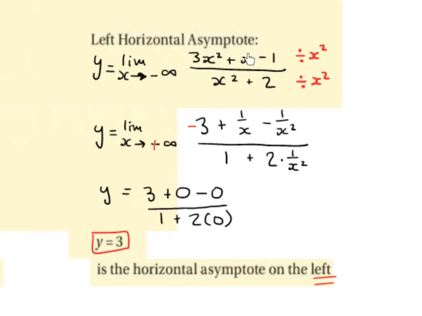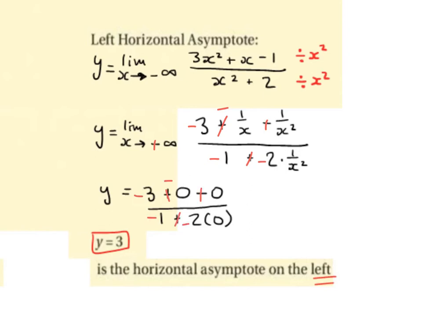X multiplied by 1 over x squared gives us 1 over x, but we change this plus to minus. Minus 1 multiplied by 1 over x squared gives us minus 1 over x squared, but then we change this minus to positive. And likewise for the denominator, we multiply x squared by 1 over x squared and we get 1, so we change this 1 to a minus. And then we multiply 2 by 1 over x squared, which gives us 2 times 1 over x squared, so we change this plus to a minus. And likewise, all of these signs will change as well.